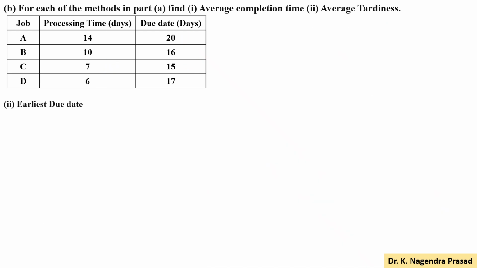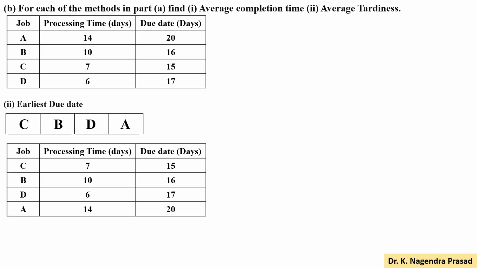Next we will determine the average completion time and average tardiness values by the earliest due date. We know the job sequence by the earliest due date is CBDA. Then we have to rearrange the table according to the job sequence. So the job sequence is CBDA. Then we have to write down the processing time and the due date for the respective jobs. For job C, the processing time is 7 and the due date is 15. So write down 7 and 15.